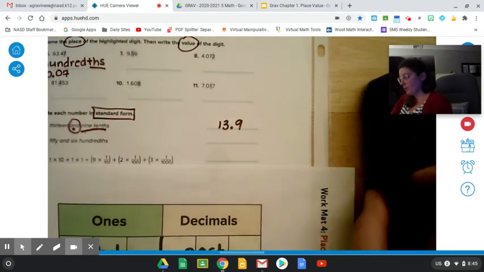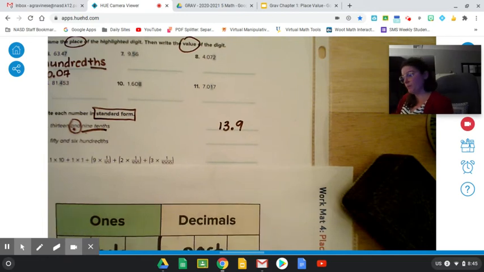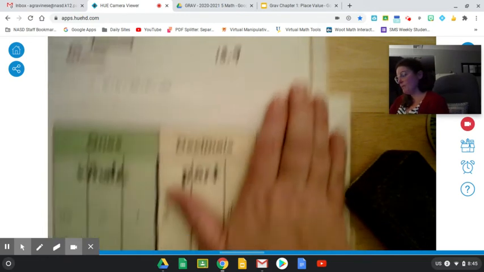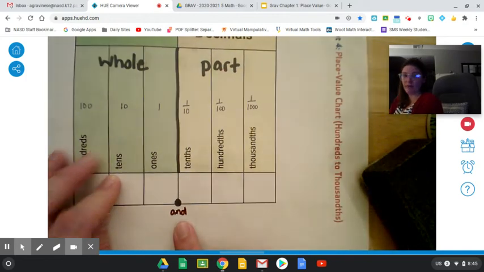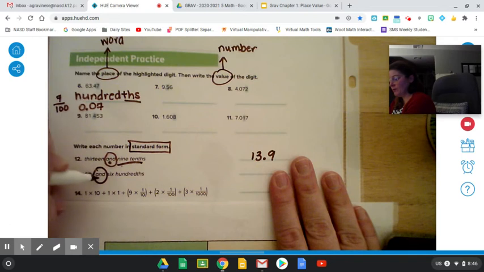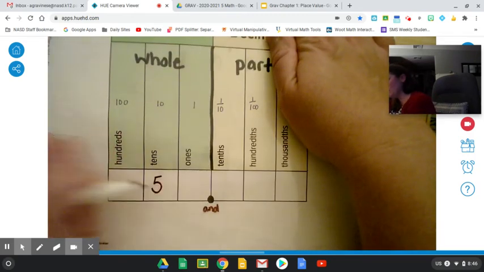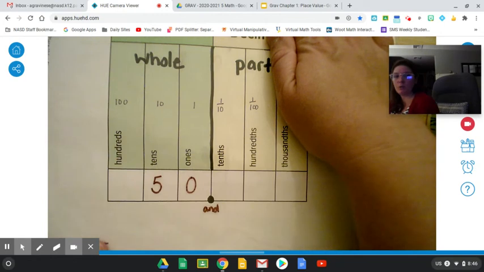Now let's look at number 13. It says 50 and 6/100. Go to your place value chart. I have an "and" which is my decimal point. What's to the left of "and"? That would be your whole number. We have 50 as our whole. 5 tens, 0 ones. That's 50.